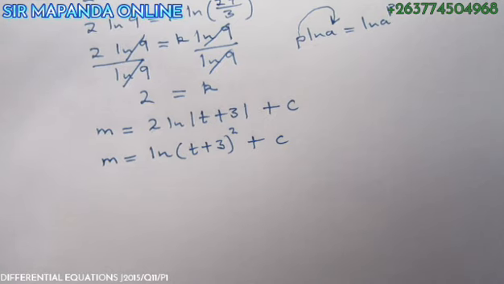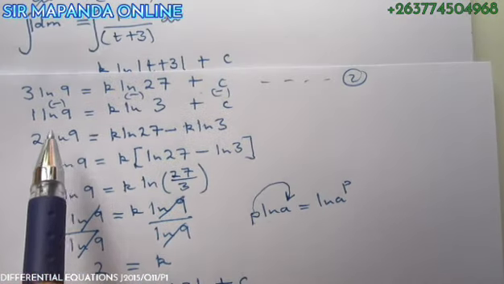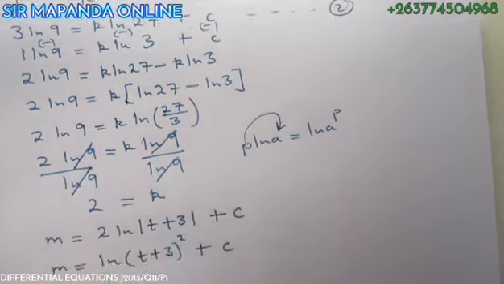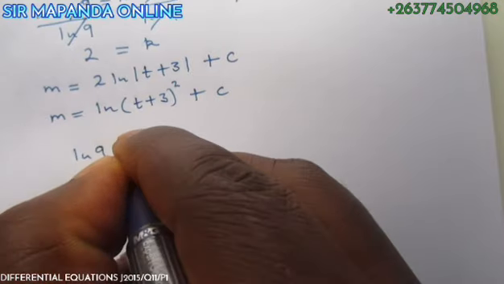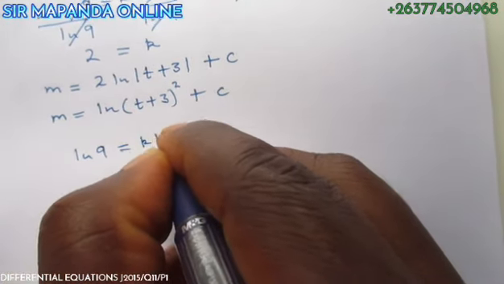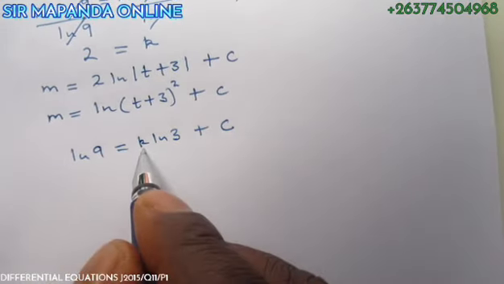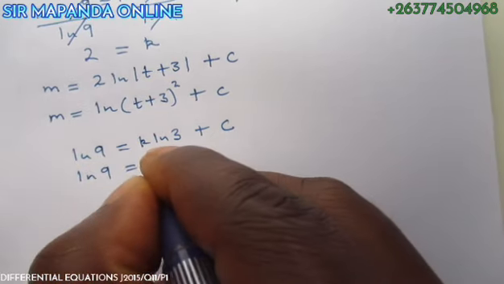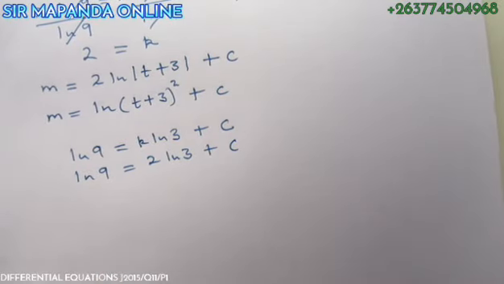Right, we are now left with the c. To find c, you choose an equation of your choice. We can take ln 9 equals k ln 3 plus c, which is equation number 1, and we are now putting 2 on k. You get ln 9 equals 2 ln 3 plus c, something like this.